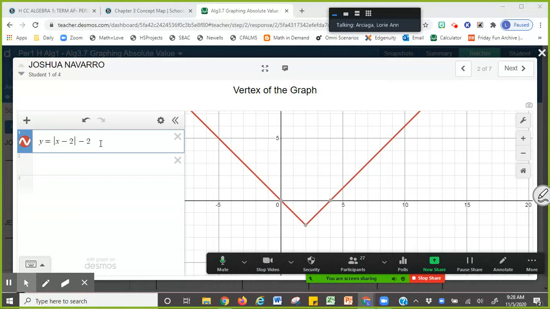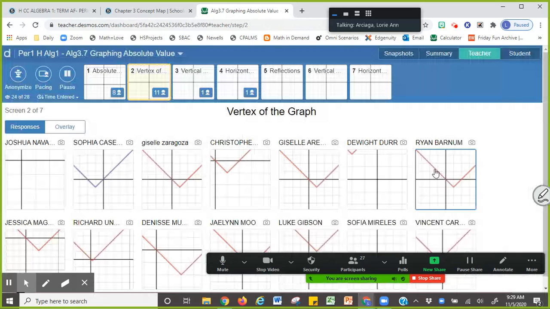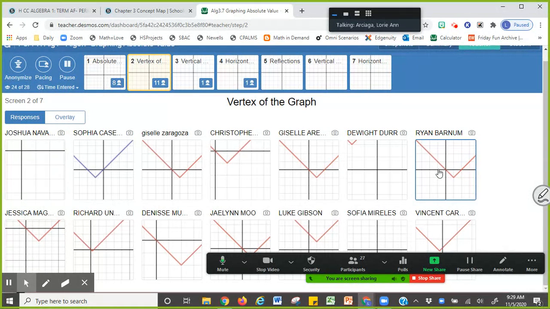Okay, so tell me what you think. How do you find the vertex? What's the pattern that you guys saw? I'm sure you have an idea. Come on. Tell me. Anybody? So to find the vertex, do you see my screen now?